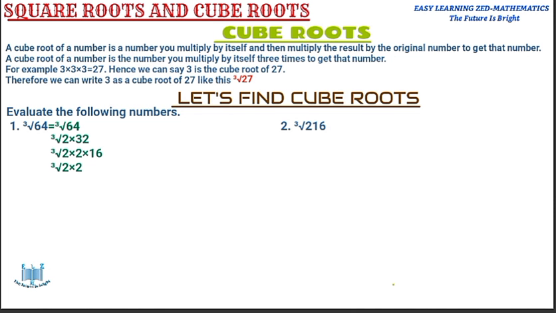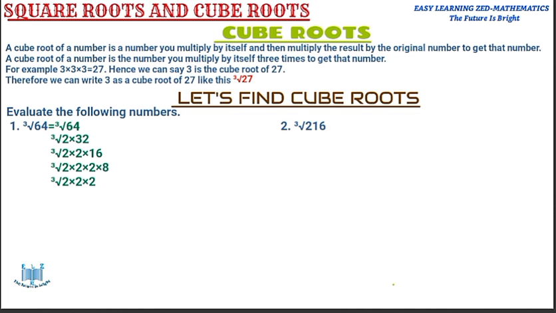So I'm going to multiply by 2. Then I'm going to ask myself, how many times can 2 go into 16? It will go 8 times. So I'm going to multiply by 8. So when you multiply 2 by 2 by 2 by 8, you get 64 as an answer. Okay, then I'm going to rewrite these 3 2s I found already.